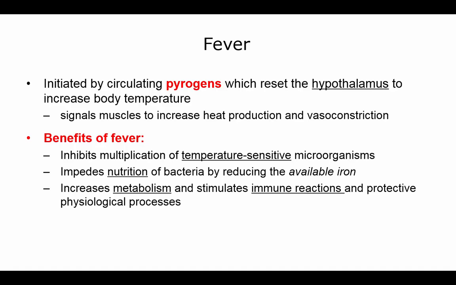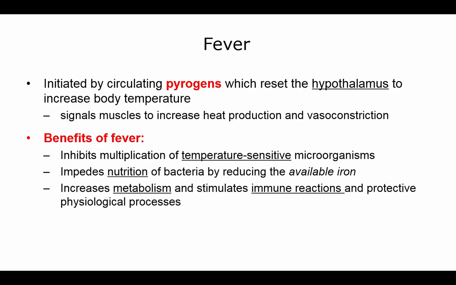So fevers are initiated or triggered by what we call pyrogens. So these are agents that trigger a fever. And what these pyrogens do is they reset the hypothalamus. Now remember, the hypothalamus is a central region of your brain, and it controls a lot of things. One of the things it controls is body temperature. And so what happens is these pyrogens actually make their way to the hypothalamus, and they cause it to reset the temperature to go higher than it's supposed to go. And so this signals your muscles to increase heat production and vasoconstriction, and so we see our temperature rise.